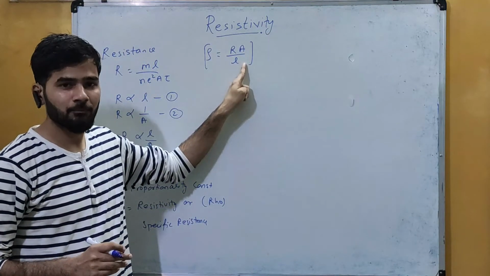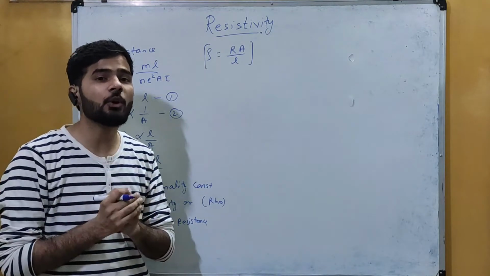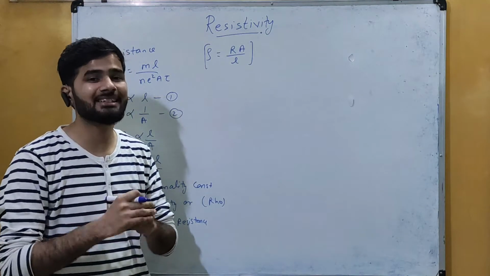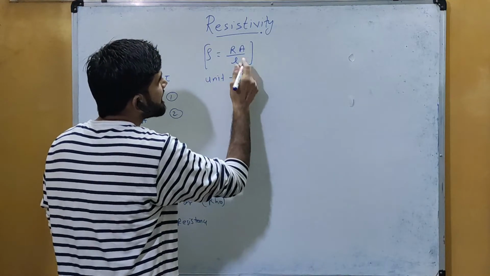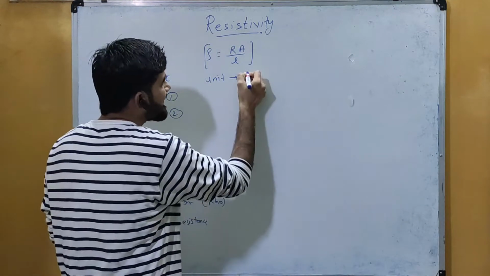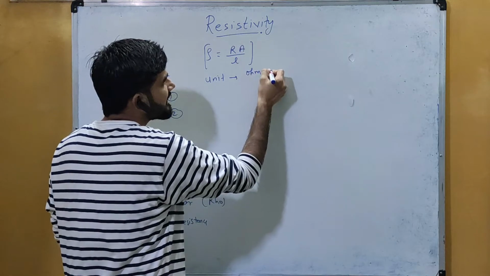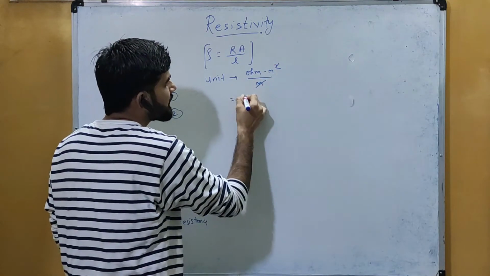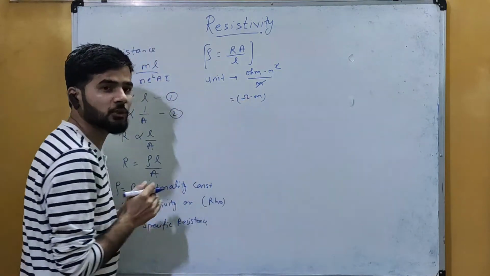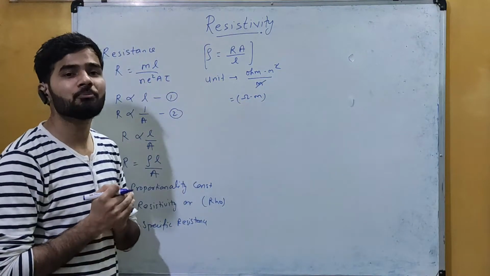Now if I want to find the unit of resistivity, how can I find it? The unit of resistance R is ohm, area is meter square, and length is meter. Meter gets cancelled, so it is ohm meter. So the unit of resistivity is ohm meter.